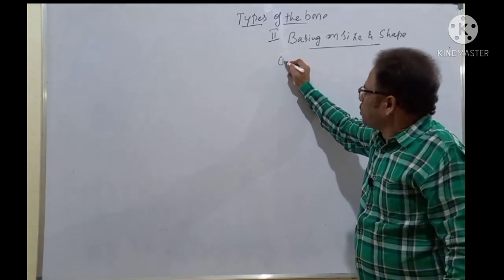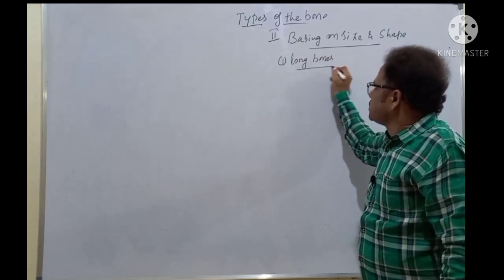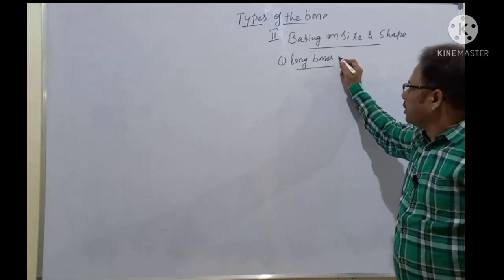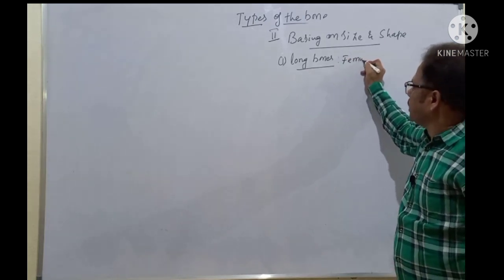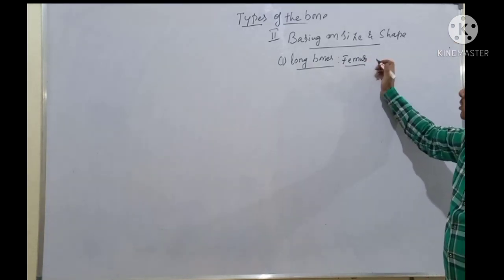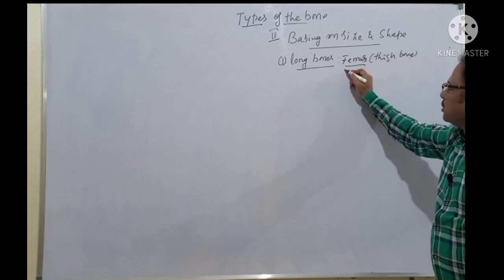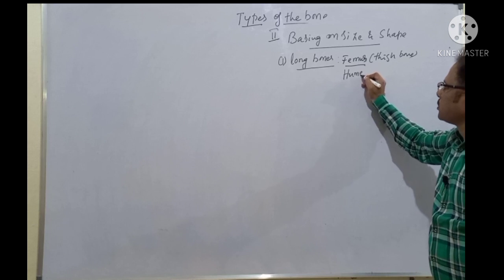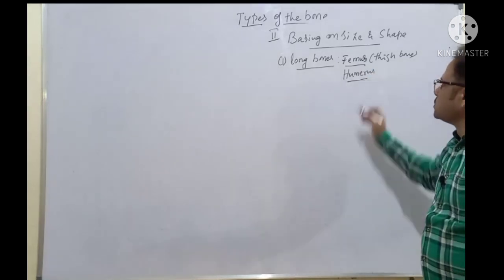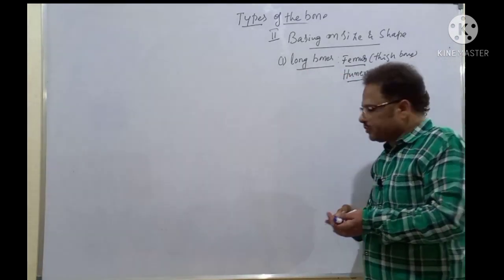First one, let's discuss the long bones. As the name indicates, it is very long in size. Examples: femur, humerus, etc. Femur is the thigh bone, which is the longest bone of the human body. Next one is humerus. That is the forelimb bone, called the humerus, isn't it? So these are the examples of the long bone. Let's discuss the structure now.